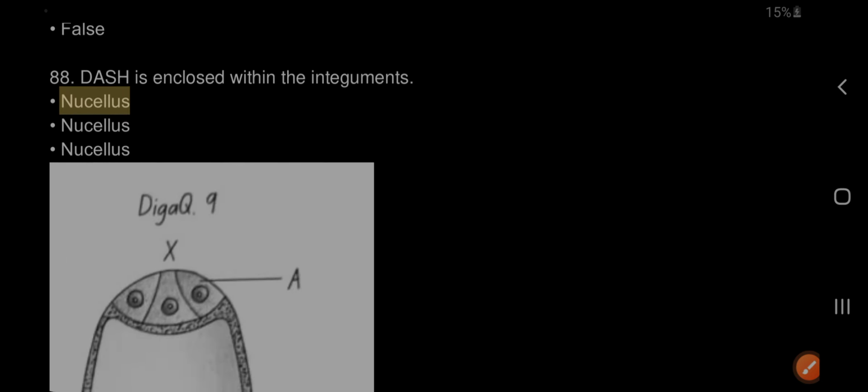Chalazal. 87. Micropyle represents the basal part of the ovule. False. 88. Dash is enclosed within the integuments. Nucellus. 89. A diagrammatic representation of a mature embryo sac is shown in Diagram 9.